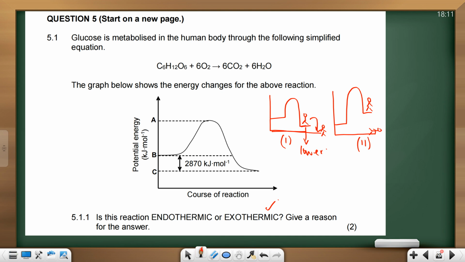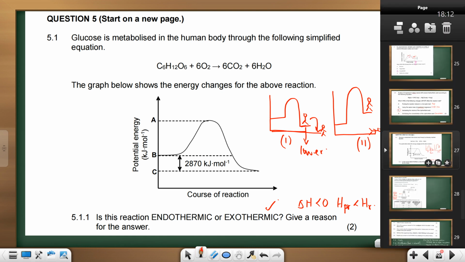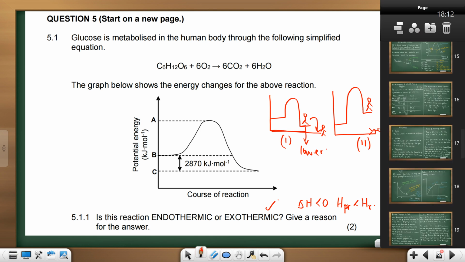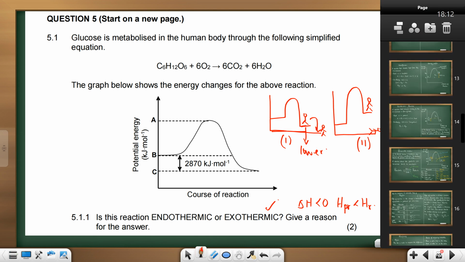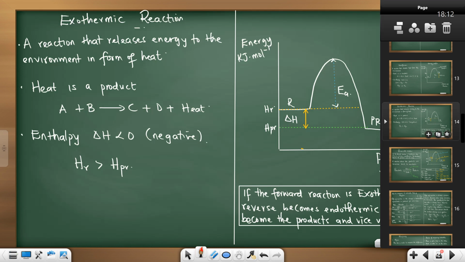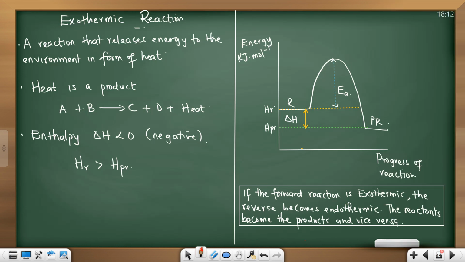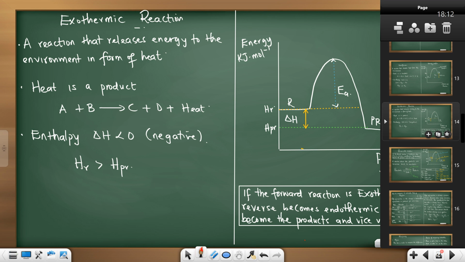And what's your reason for it being exothermic? Delta H is less than 0. Or you can say H product is less than what? H reactant. Is this explained in my note? It's explained. There we go. Experiment 2. Exothermic. All right. So just know that delta H is going to be negative.